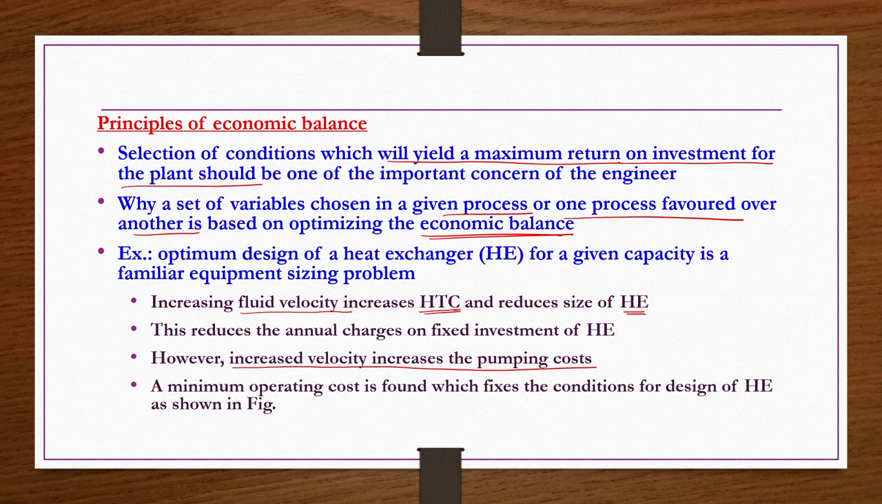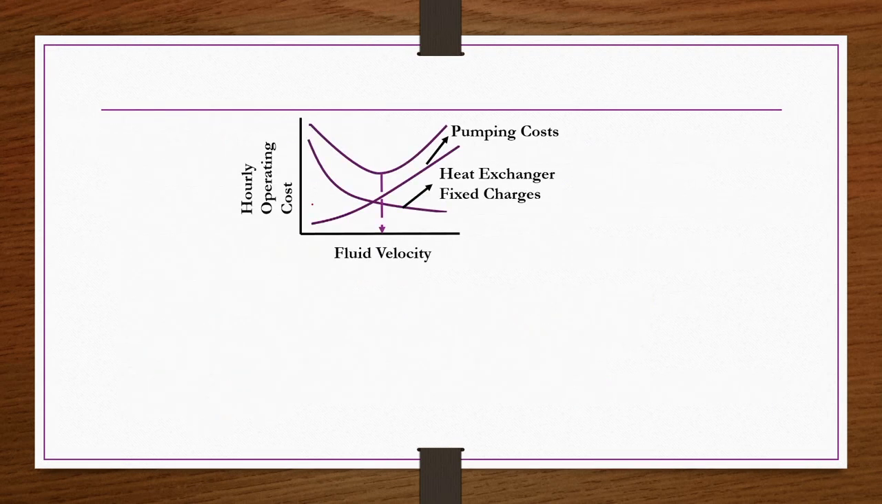So a minimum operating cost is found, which fixes the conditions for the design of the heat exchanger, as shown in the picture. Now, if you plot hourly operating cost versus fluid velocity, the heat exchanger fixed charges decrease with fluid velocity, but the pumping cost increases with increasing fluid velocity. So when you consider both of them, you get a trend like this, which has an optimum, and the velocity corresponding to the minimum is the one you have to take. Accordingly, you do the design and operation of the heat exchanger.